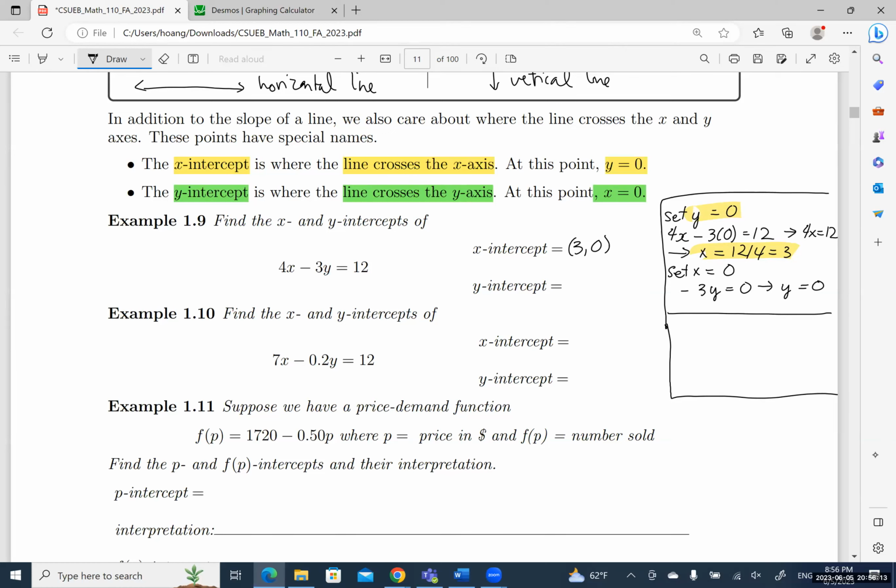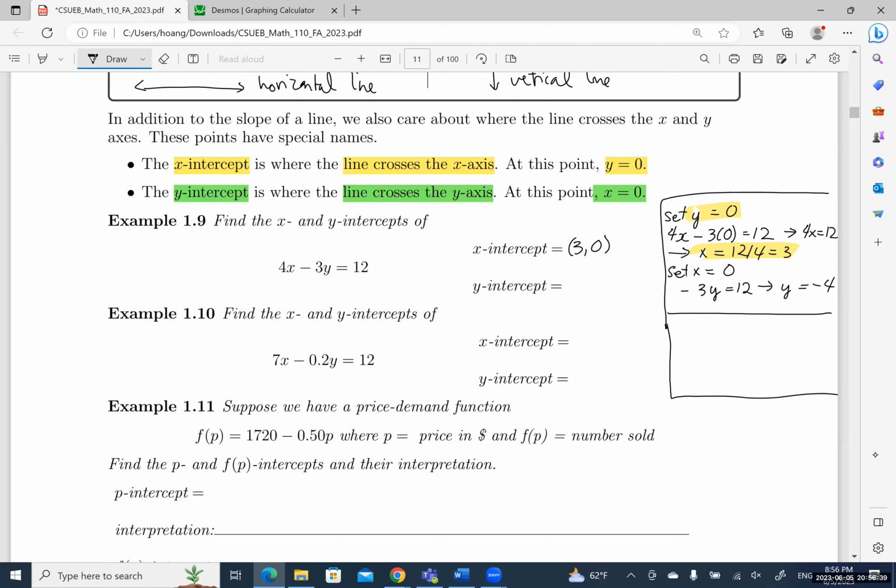Oh, I made a mistake in here, right? It's supposed to be 12 here. Sorry. So then, y must be 12 divided by negative 3, which is negative 4.